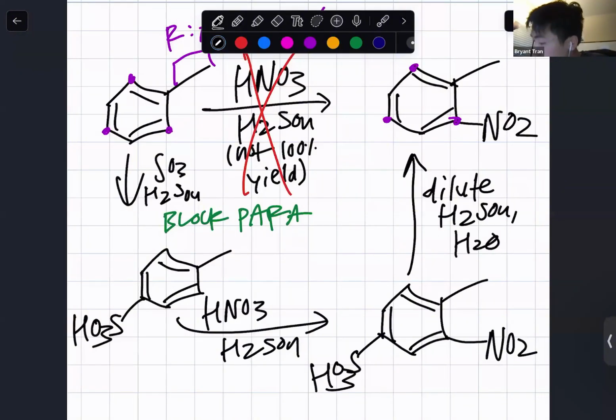Now this is for synthesis. This is when we deblock the para position, we unblock the para position.